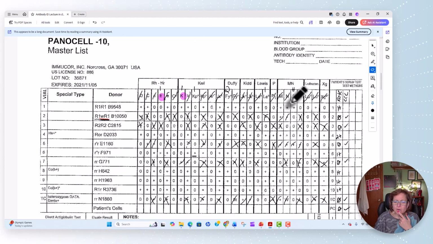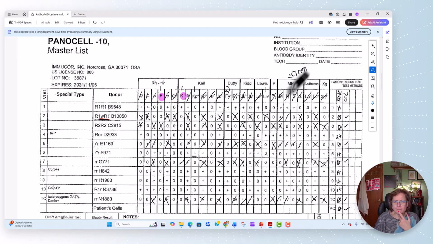And I always like to write where I find it. Because when I go back and look at it, I'll be like, wait a minute, where did I find that from? So I was able to mark it off on the screen.